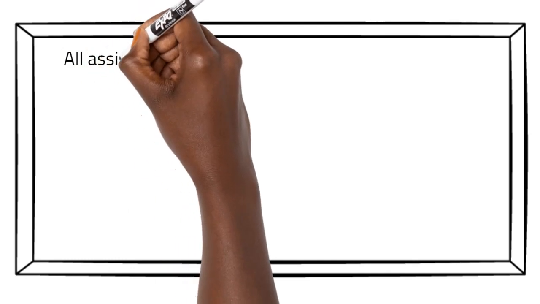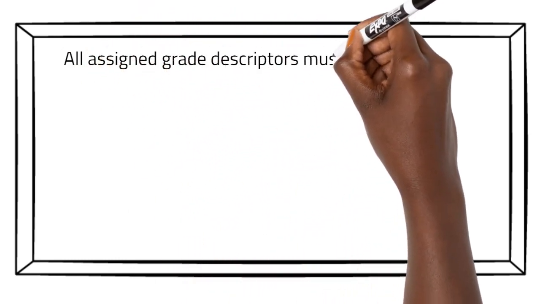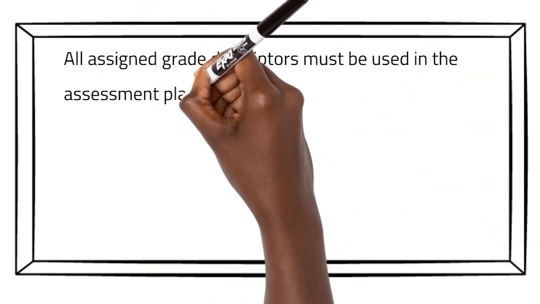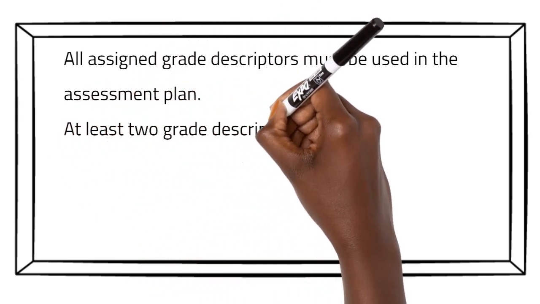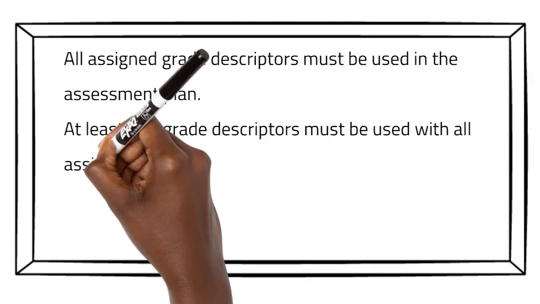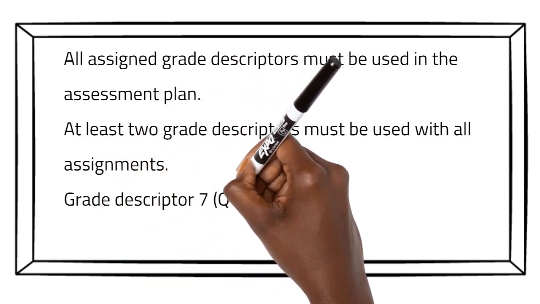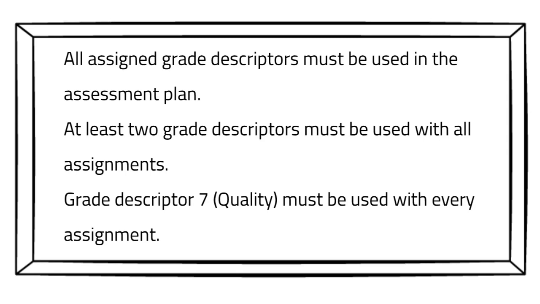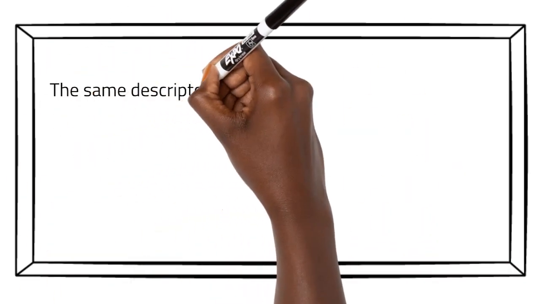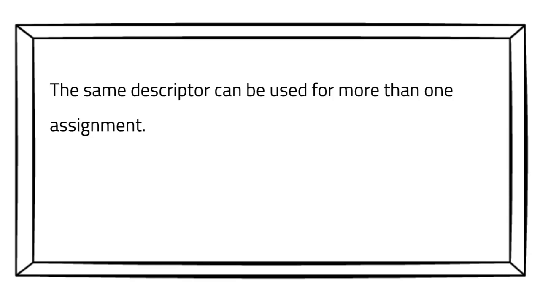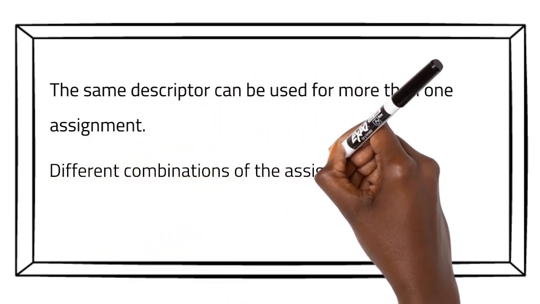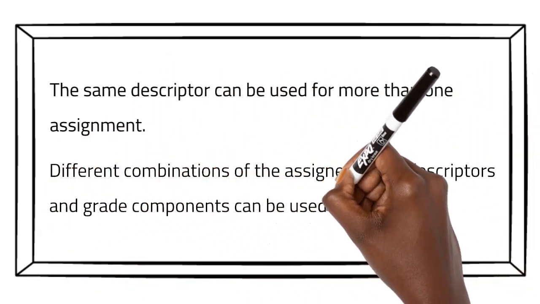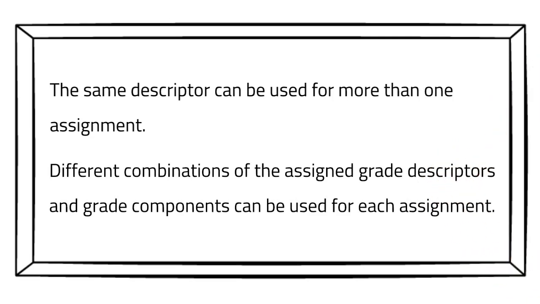If the unit is being assessed by more than one assignment, the following rules apply. First, all assigned grade descriptors must be used in the assessment plan. Secondly, at least 2 grade descriptors must be used with all assignments. Thirdly, grade descriptor 7, quality, must be used with every assignment. The same grade descriptor can be used for more than one assignment. And finally, different combinations of the assigned grade descriptors and grade components can be used for each assignment.